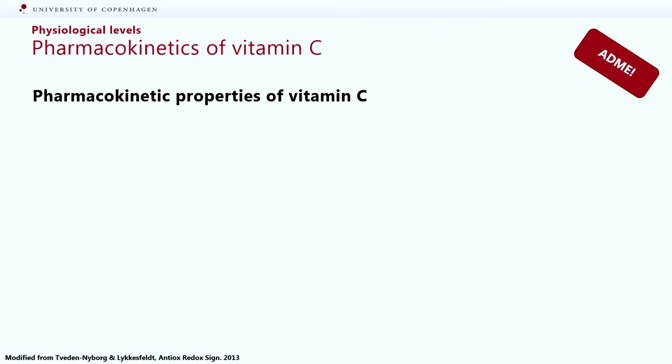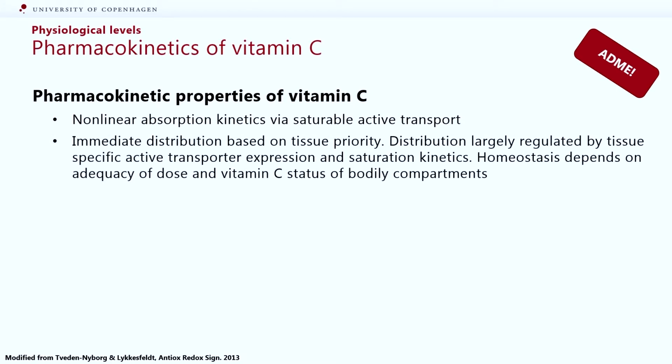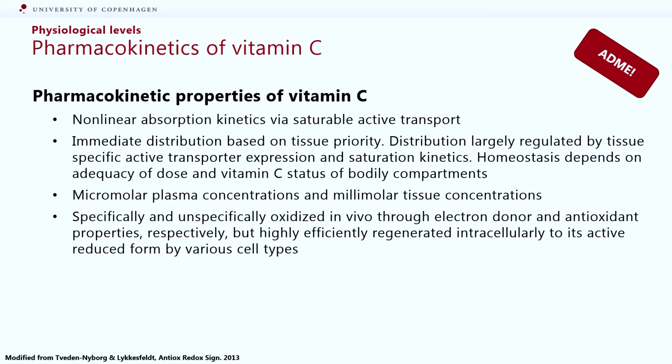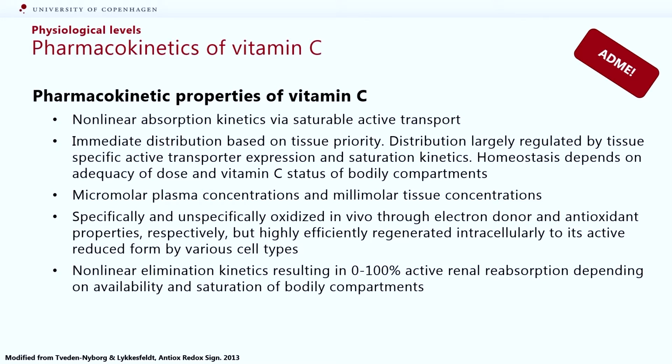So here, just to summarize, pharmacokinetics of vitamin C: nonlinear absorption kinetics, and we have these saturable active transporters. We have a distribution based on tissue priority, which is pretty unusual. We have micromolar plasma concentrations, but millimolar tissue concentrations, which is quite a bit. We have the oxidation in vivo, but also the very efficient regeneration of the vitamin C within the cells, which is also extremely unusual compared to other drugs, and the nonlinear elimination kinetics.